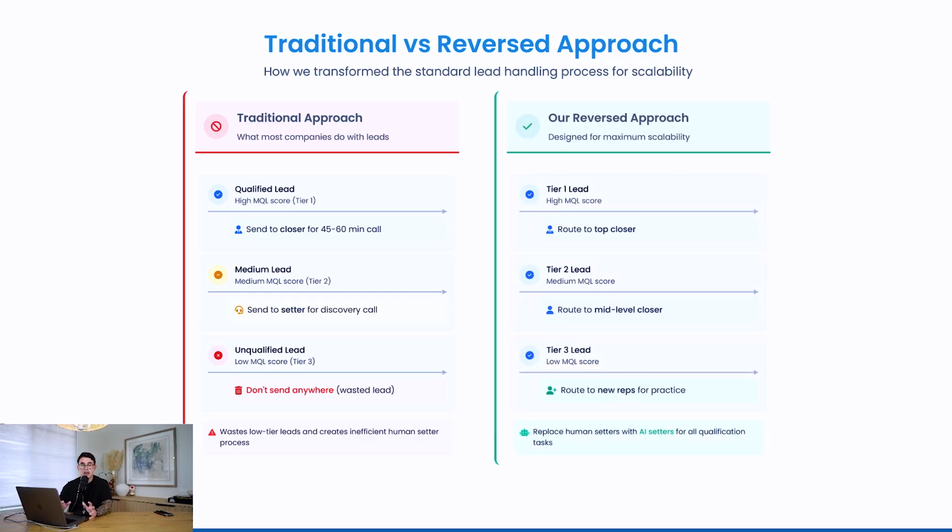And what we do is we have closers for all tiers, especially if you're looking to scale. And what we're doing with the setters is we're using AI. We're not using any human setter. And we're going to go over how to implement this and all that stuff.